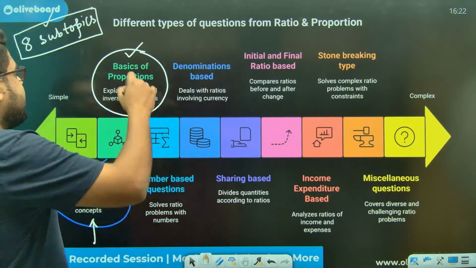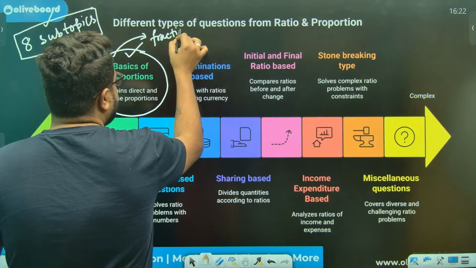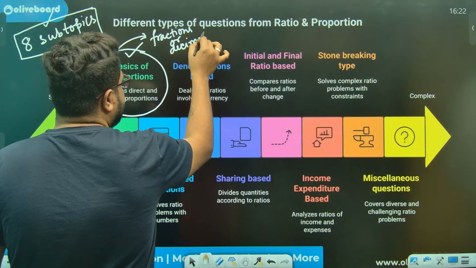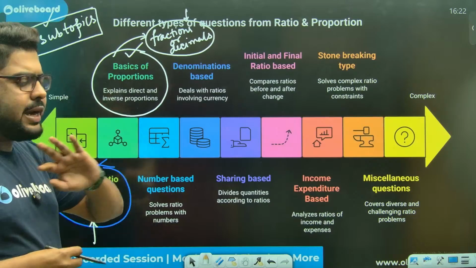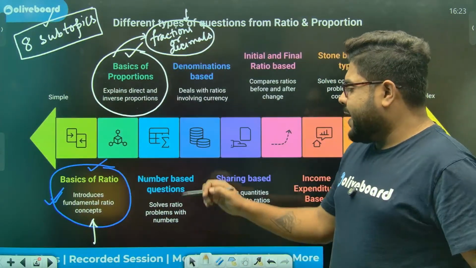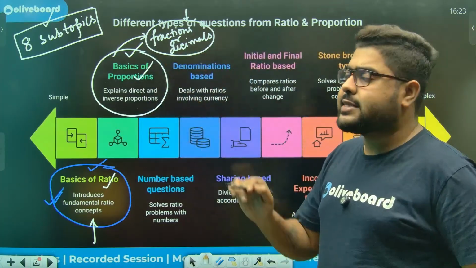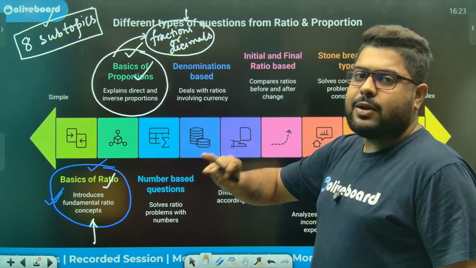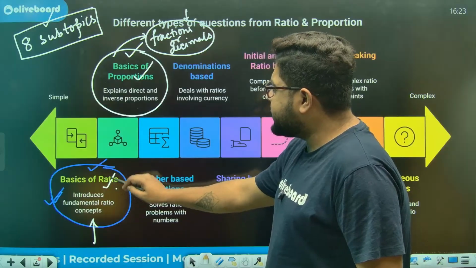Or sometimes they ask you proportion of fractions or decimals, they include that as well, just to make your calculations a little on the lengthier side. That's all, sir. Nothing more, nothing less. But again, basics, in this chapter you get a lot of questions from basics. So these two are very, very important. You can almost be certain you will get at least one question either from basic of ratio or basic of proportion.